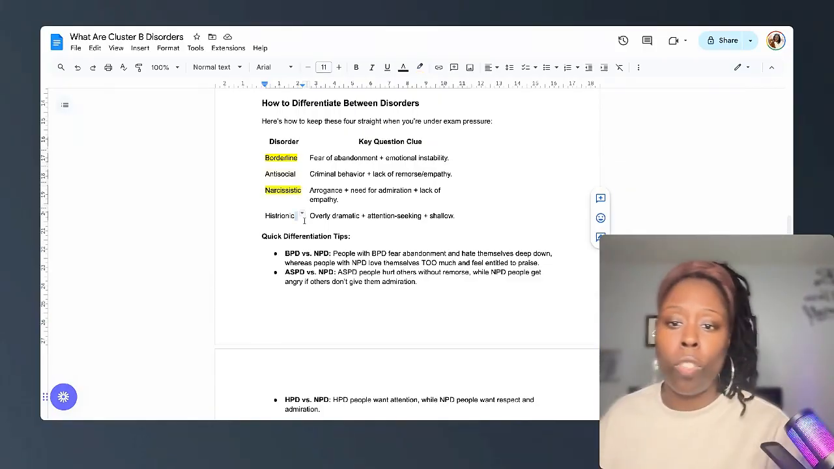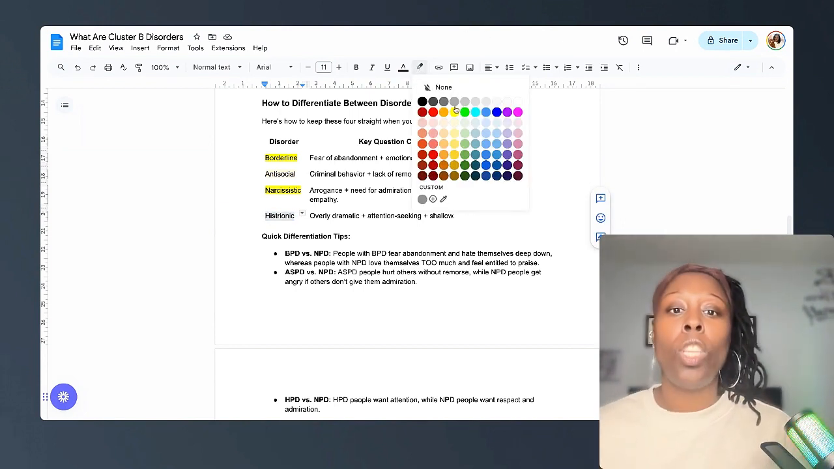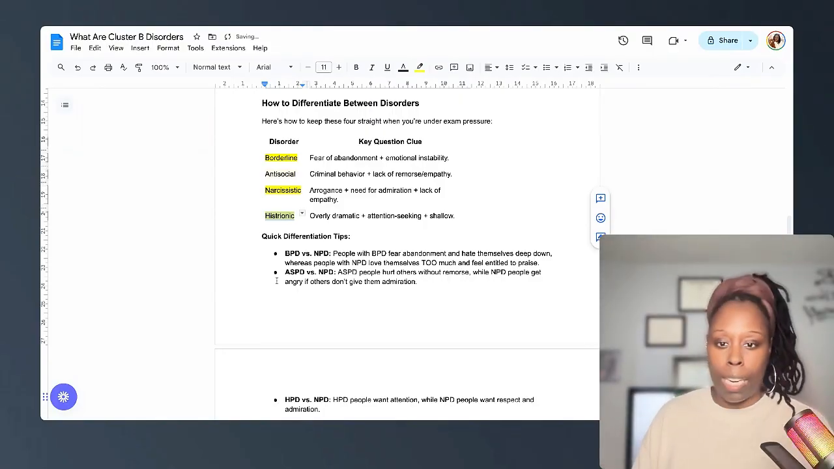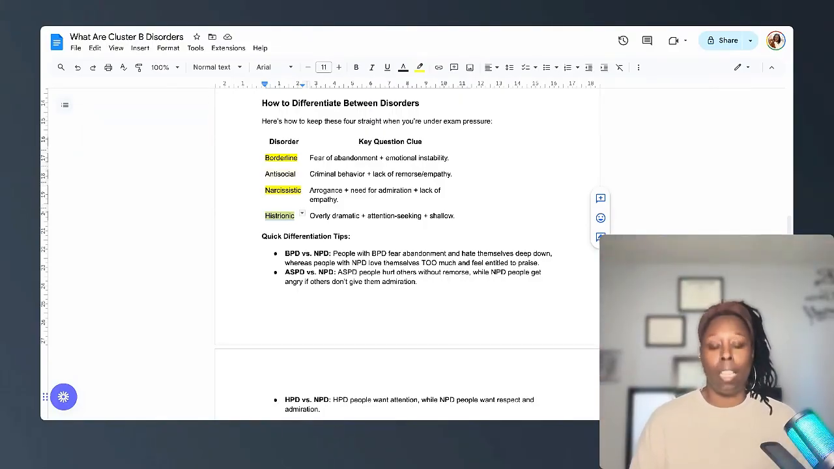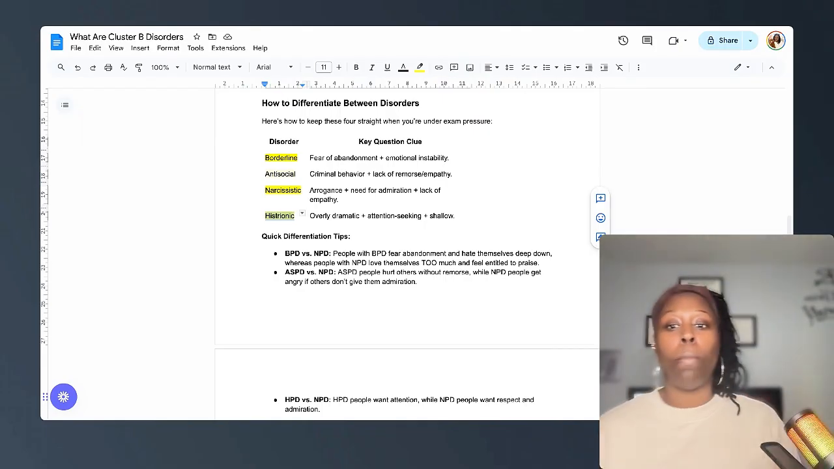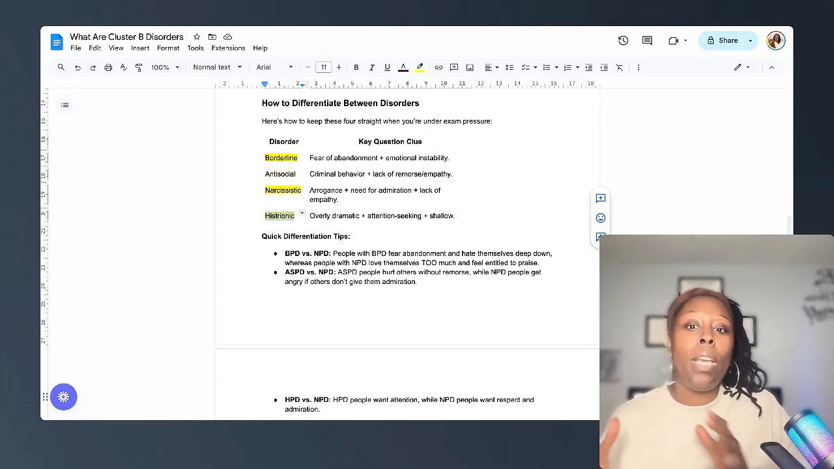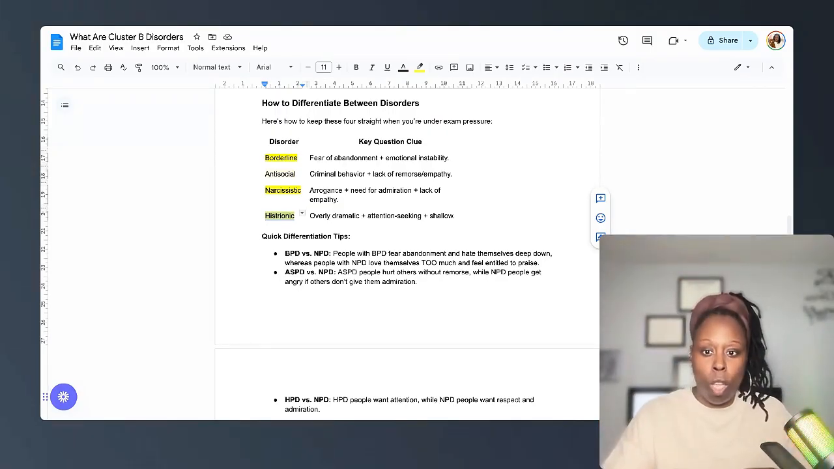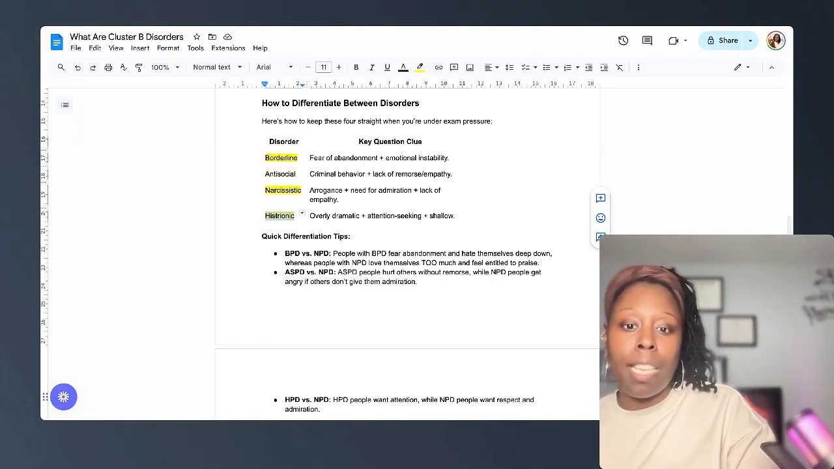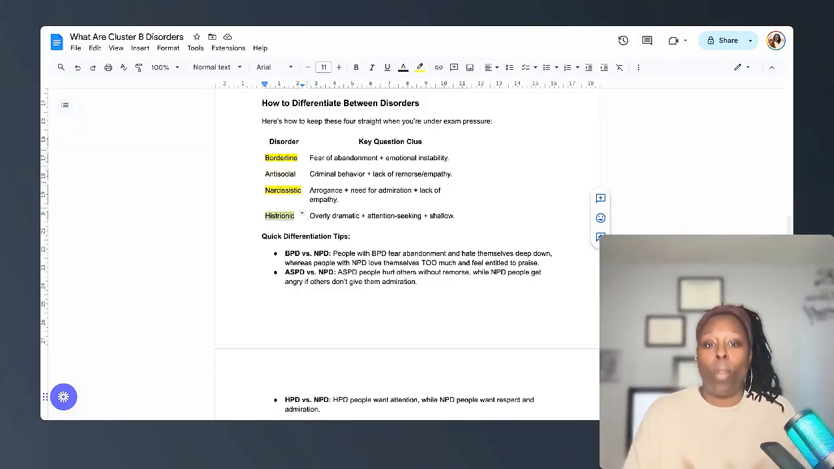And then we have histrionic. As we shared the Blanche example from the Golden Girls, histrionic, you have the individual that is overly dramatic. They have attention-seeking qualities and they are shallow. If you're trying to differentiate between borderline personality and narcissistic personality, people with borderline fear abandonment and they hate themselves deep down. Whereas people with narcissistic, they love themselves too much and they feel entitled and they want to be praised.